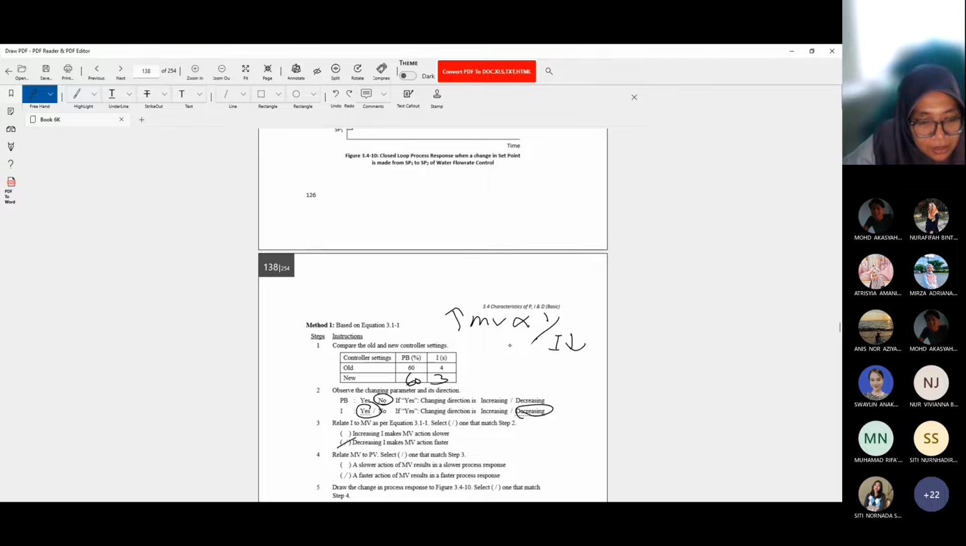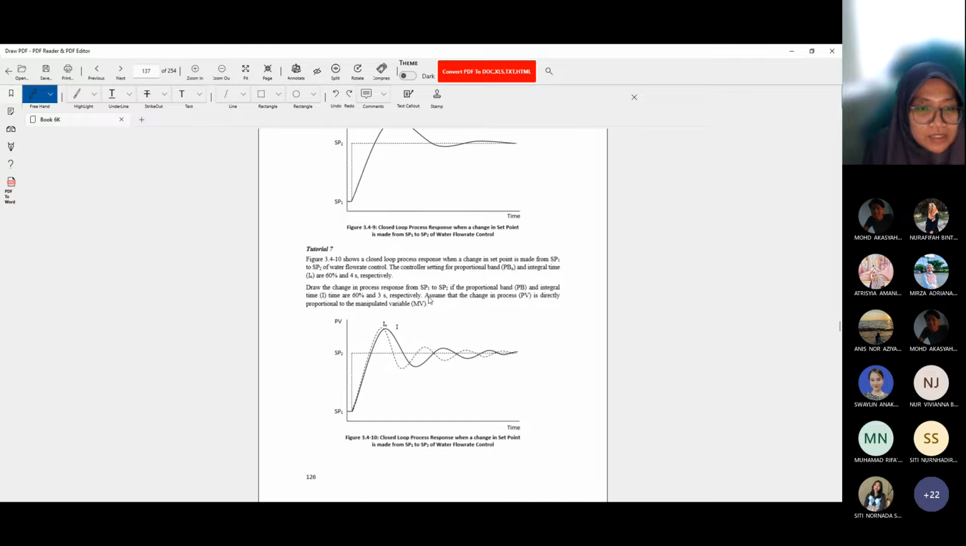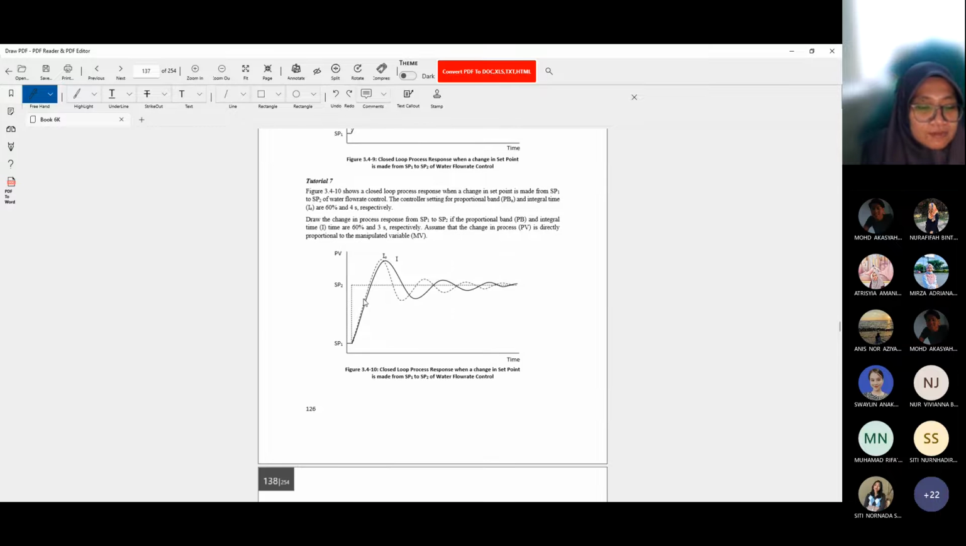Okay, so you can take this one. When we relate MV to PV, we look back at MV to PV. In the question, a hint is given: assume that the change in process variable PV is directly proportional to MV.